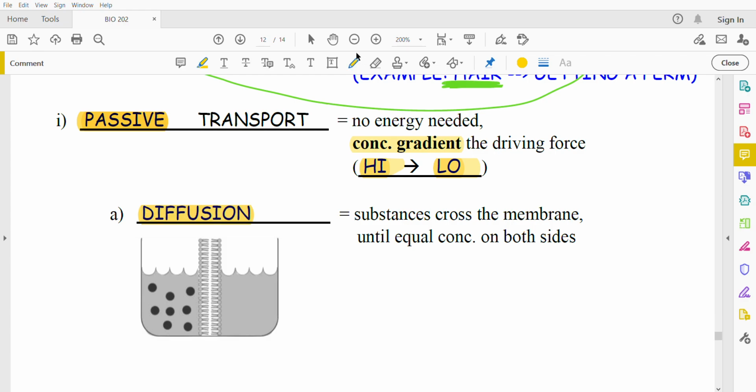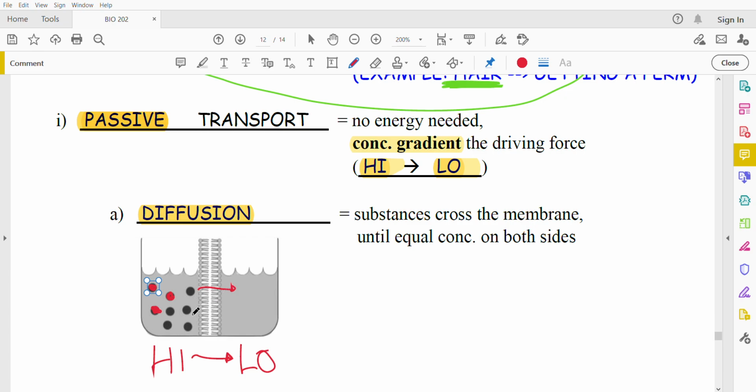And what we see in diffusion is that initially we find that we have these molecules on one side of the membrane. So we end up finding that there's a high concentration on this side of the membrane and low concentration on the other side. And we saw that in diffusion, the materials moved through the membrane from the area of high concentration to the area of low concentration.